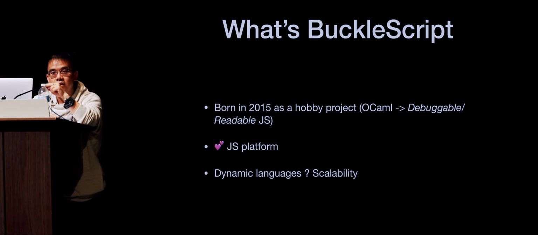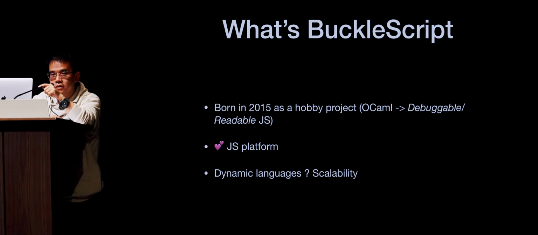So just to give you an idea of what BuckleScript is, actually it was made 5 years ago when I worked at Bloomberg, and the original goal was to compile OCaml to debuggable JavaScript code. It's a bit subjective to say what I mean by debuggable or readable, but the idea is you want to make sure the generated JavaScript code is still very good. I mean, you want to allow people to read the generated JavaScript code. There are no concrete metrics, but we want to keep improving the quality of generated code.